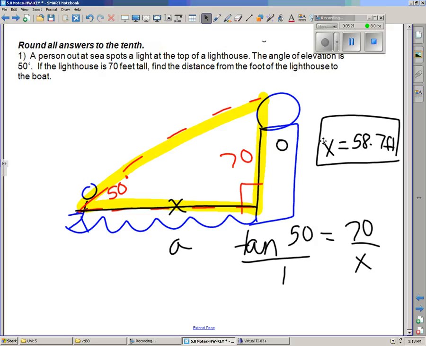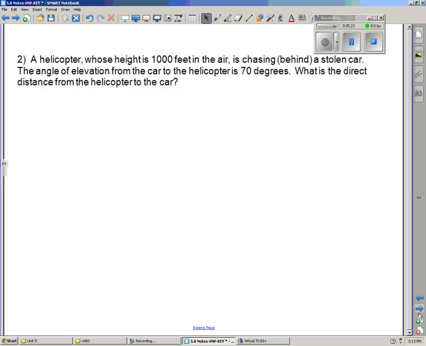Okay, let's take a look at the next one. A helicopter whose height is 1,000 feet in the air is chasing behind a stolen car. The angle of elevation from the car to the helicopter is 70 degrees. What's the direct distance from the helicopter to the car? So somewhere up here, don't mind my drawing. That's crazy, but a helicopter is 1,000 feet in the air.